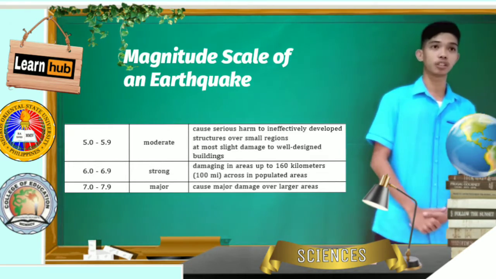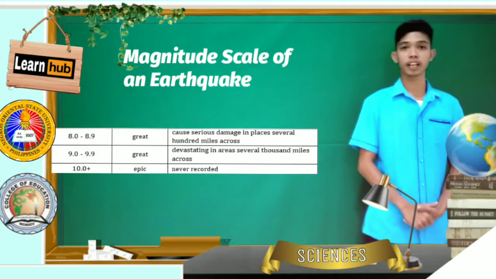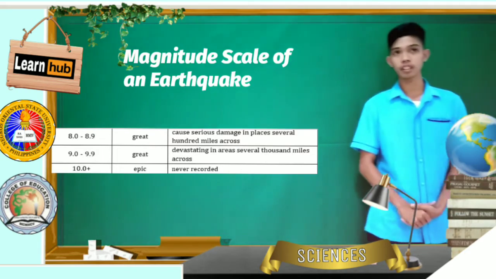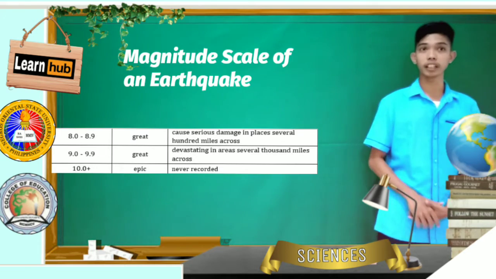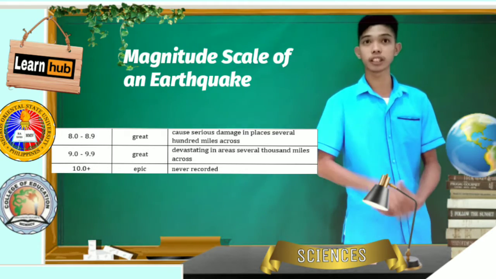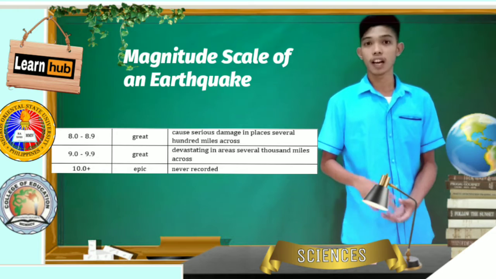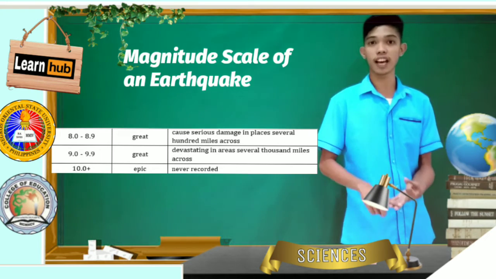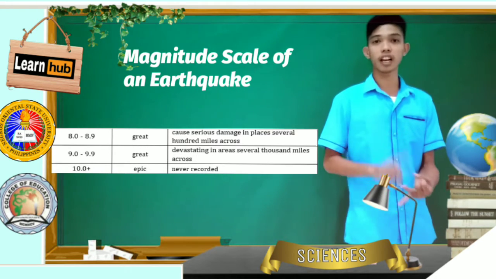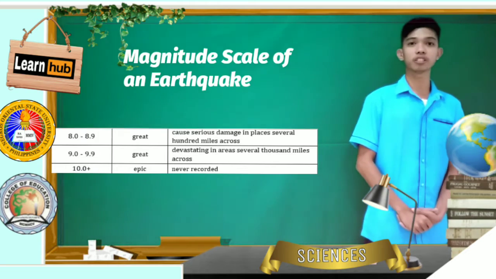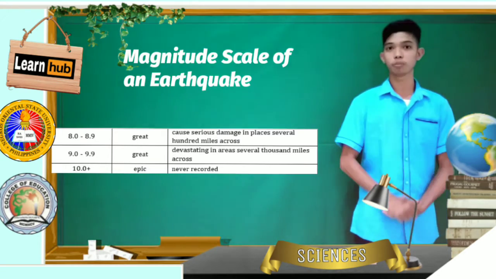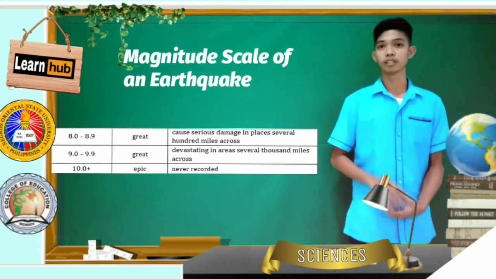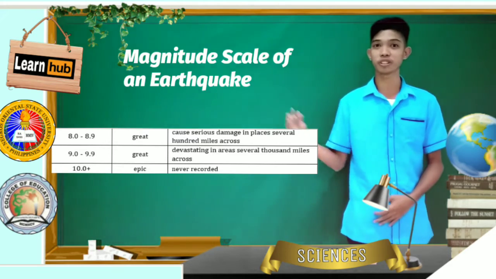So now let's proceed to magnitude 9.0 to 9.9. It is considered to be great. It could totally destroy communities, buildings, and roads, and could cause landslides. So it is very destructive, no? Magnitude 9 is very destructive and we must always be prepared and know the basic precautions, the three that I mentioned earlier.